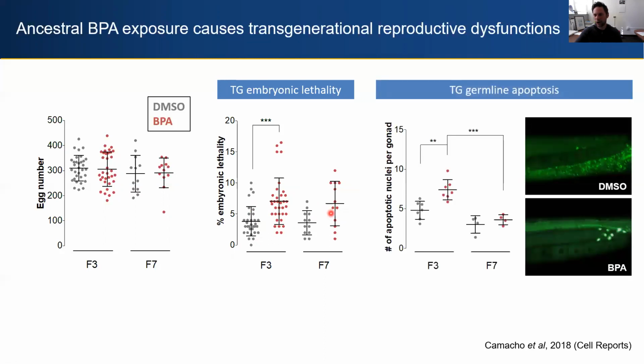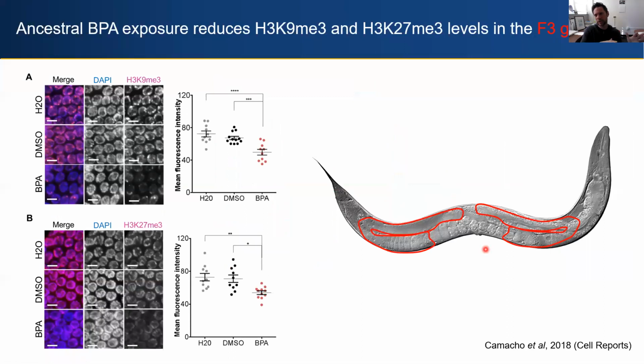When we look in the germline of the worms that give rise to these embryos, and we look specifically at this region of the germline, and this will be important a little bit later on in the talk, we see a dramatic increase in the number of abnormal germline nuclei that die by apoptosis. So all these bright green dots here represent apoptotic nuclei stained by acridine orange. And we see this significant increase at the F3 that is not significant anymore by the F7. So that was the first correlation, between this BPA exposure and decreased reproductive function at the F3.